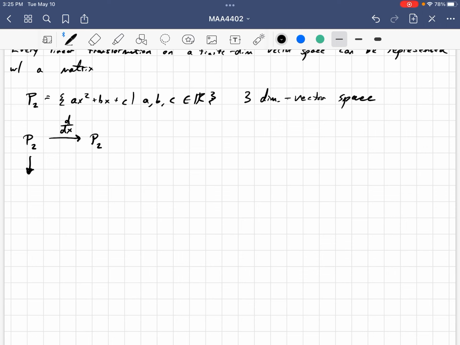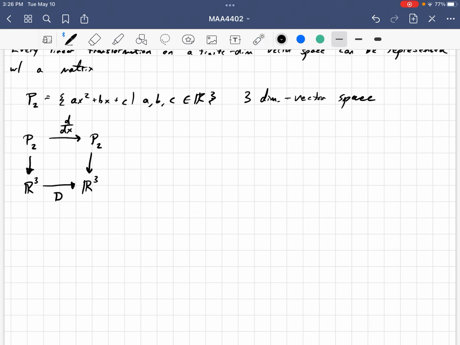member of P2 and the set R3, in other words, three-dimensional space. And then we see how that object in 3D, in R3, maps to another object in R3 via some matrix D, which we call the derivative matrix. You know, it's the matrix that represents taking the derivative of an object in P2. And then, of course, P2 via taking the derivative here, it maps to R3 via taking the derivative matrix here.